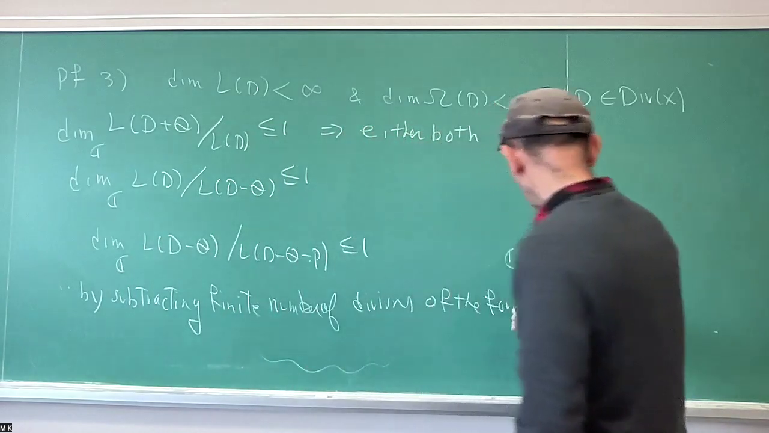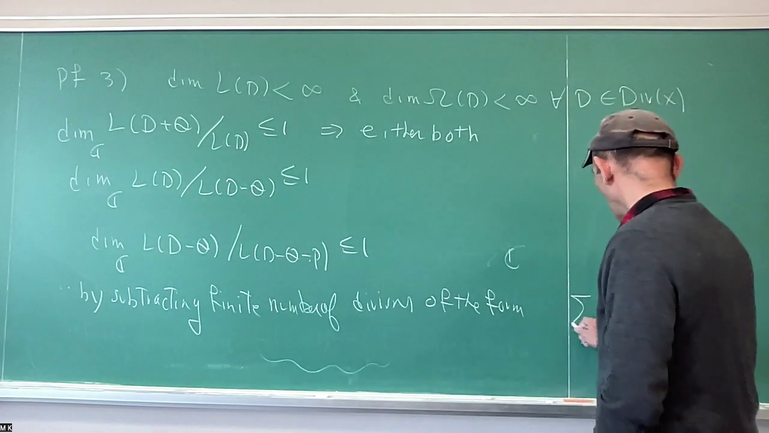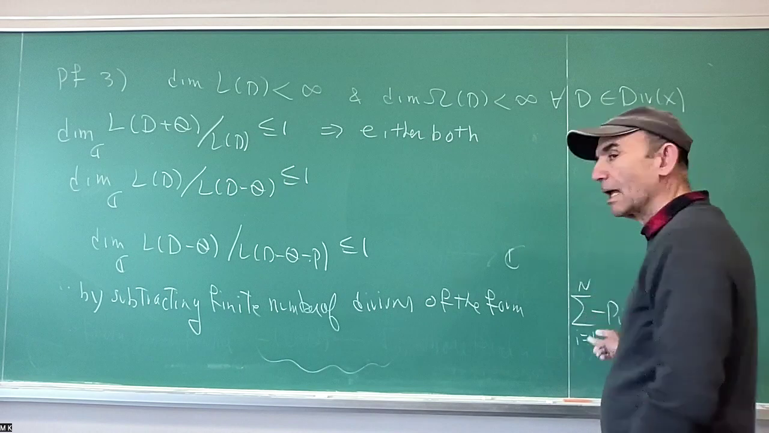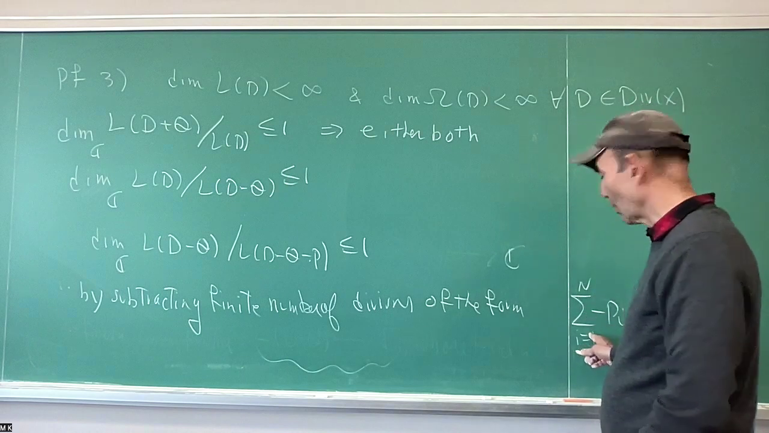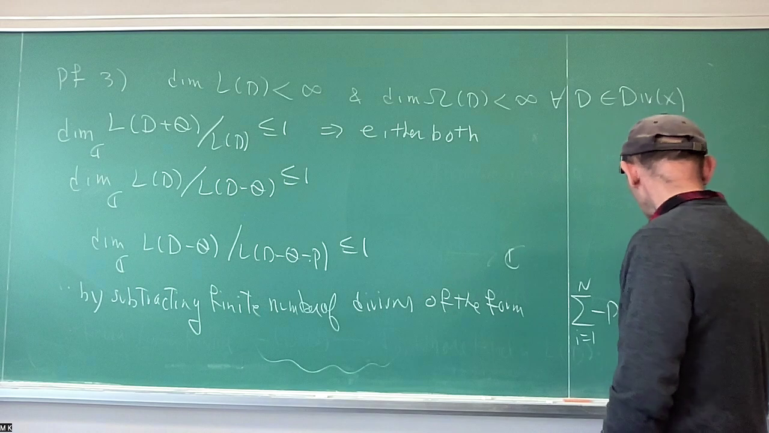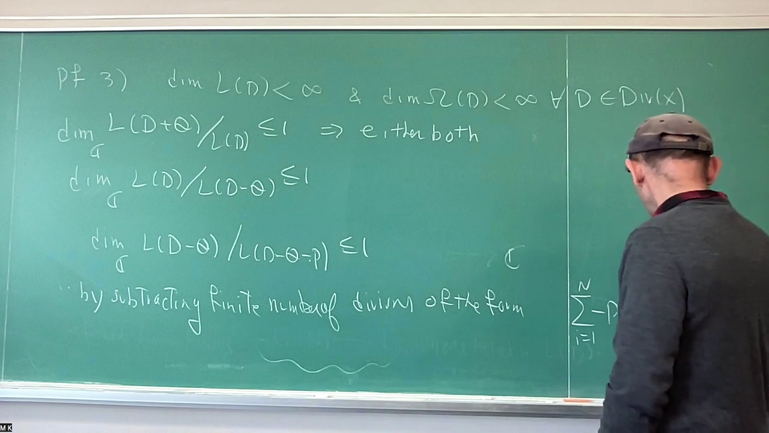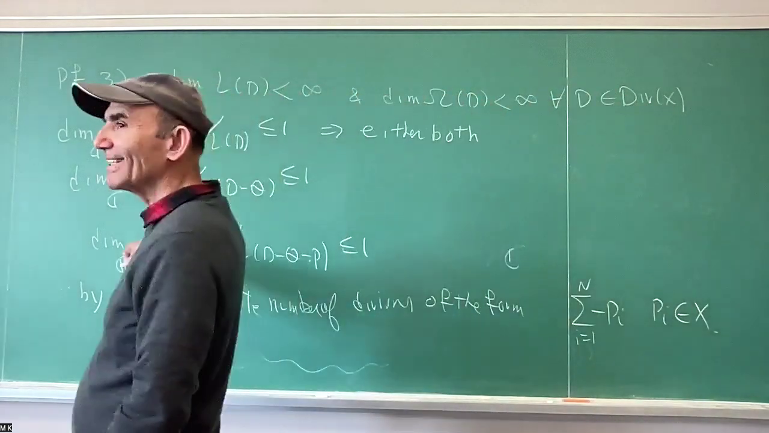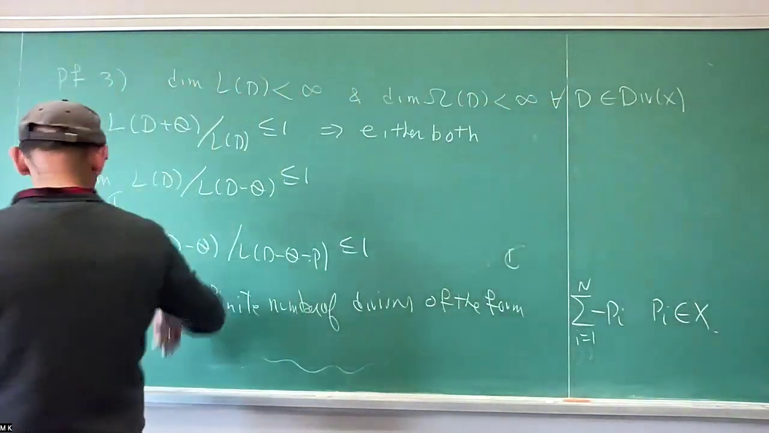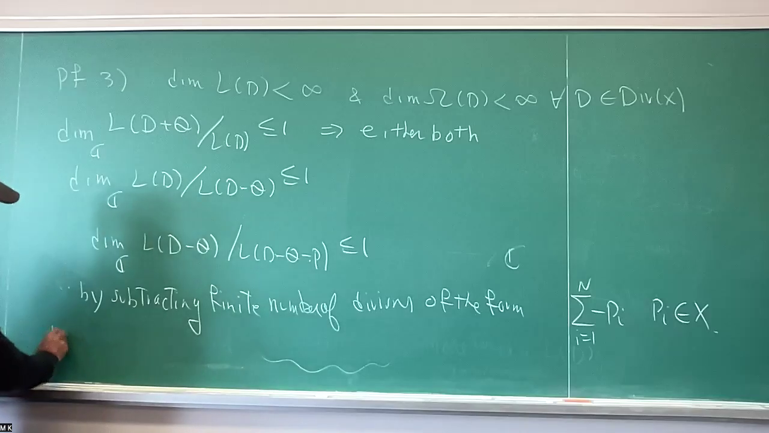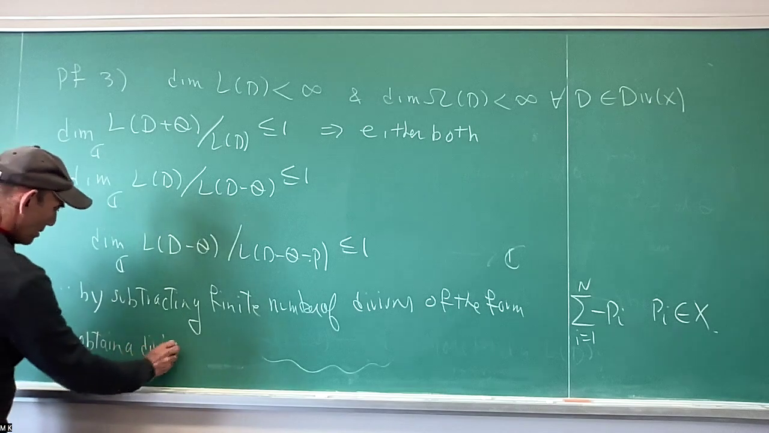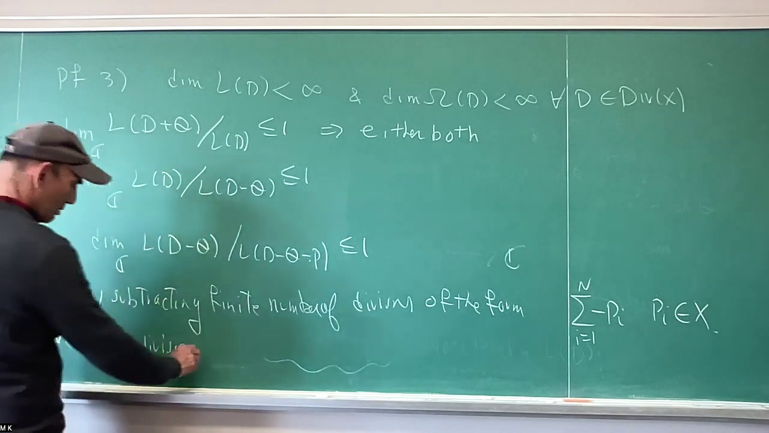Basically the sum of negative p_i, i from 1 to n, where these are just negative numbers, and the p_i are distinct points belonging to X. Right? So we can bring this divisor to a negative divisor. We can turn it into a negative divisor. We obtain a divisor with negative degree.